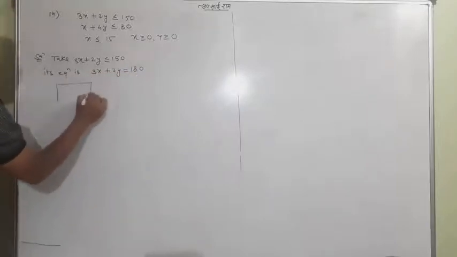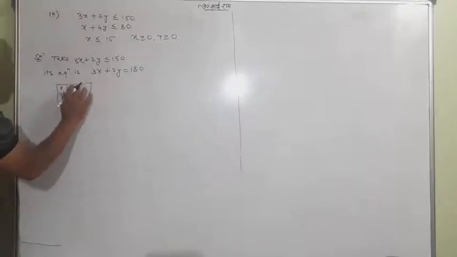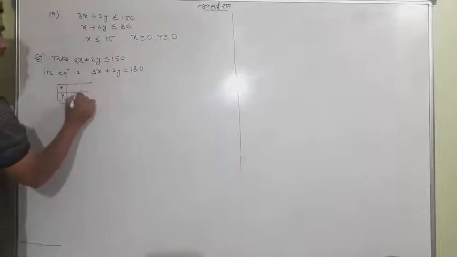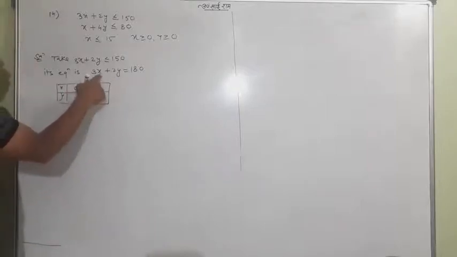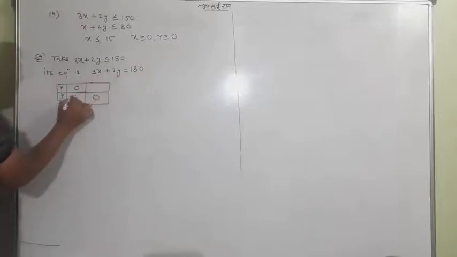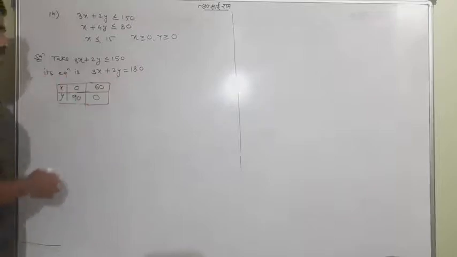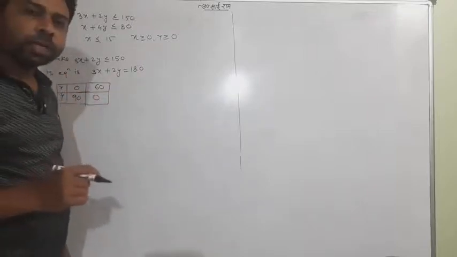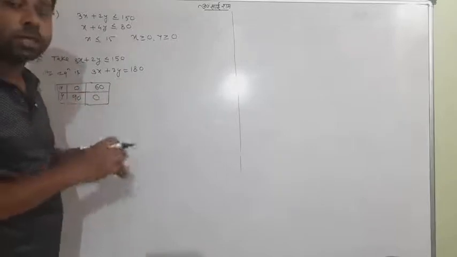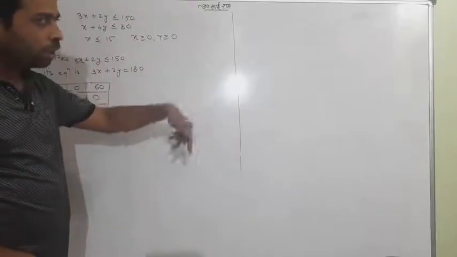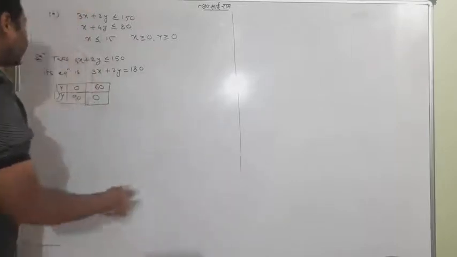As usual, I'll choose some points x and y. Suppose I'm choosing x equal to 0 and y equal to 0. For x equal to 0, y will be 75, and for y equal to 0, x will be 50. One important thing I want to draw your attention to is that the values are bigger, so it's very important to take the scale. The scale is very important here. Okay, I'll tell you that later.